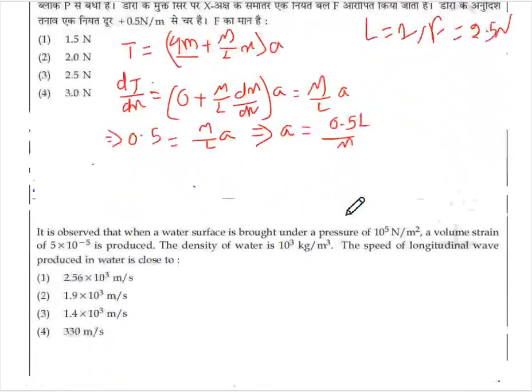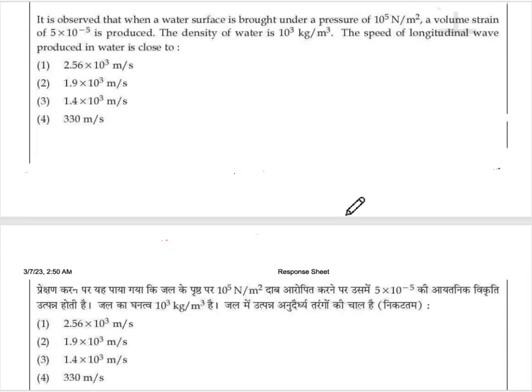Our next question is: it is observed that when water is brought under a pressure P equal to 10 to the power 5 Newton per meter square, a volumetric strain of 5 into 10 to the power minus 5 is produced. The density of water is given as 10 to the power 3 kg per meter cube. The question is asking: find the speed of longitudinal wave produced in water, close to. So we have to find the speed.